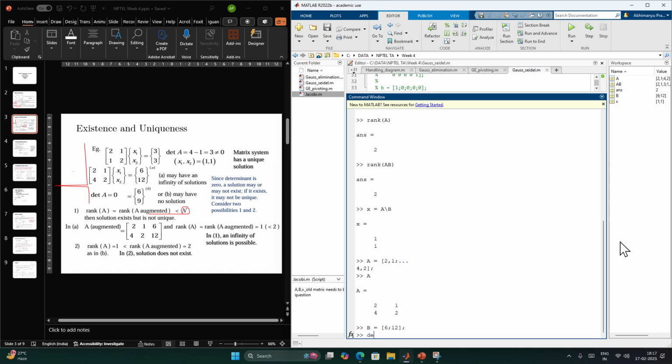Fine. So first we will check the determinant of A. The determinant of A is 0. Okay, so there is no unique solution for this problem, and there are a number of different solutions, like infinitely many solutions are possible for this.